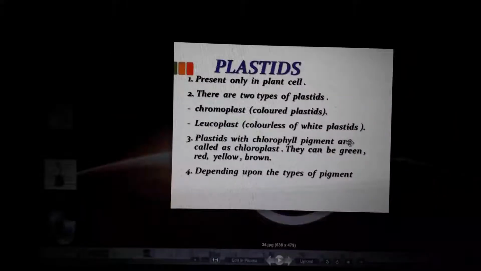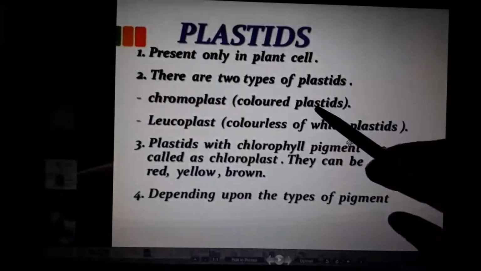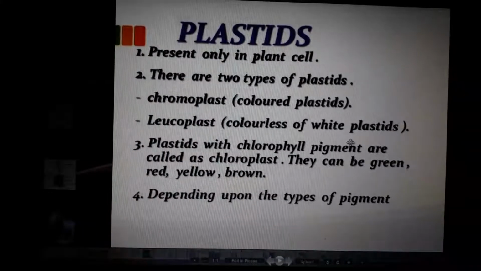Next one is vacuoles, finished. Plastids. This is also another thing. An animal cell does not have a plastid. Two types of plastids are there: chromoplast and leucoplast. Chromoplast means colored plastids. Leucoplast means its color is white. It does not have any color.